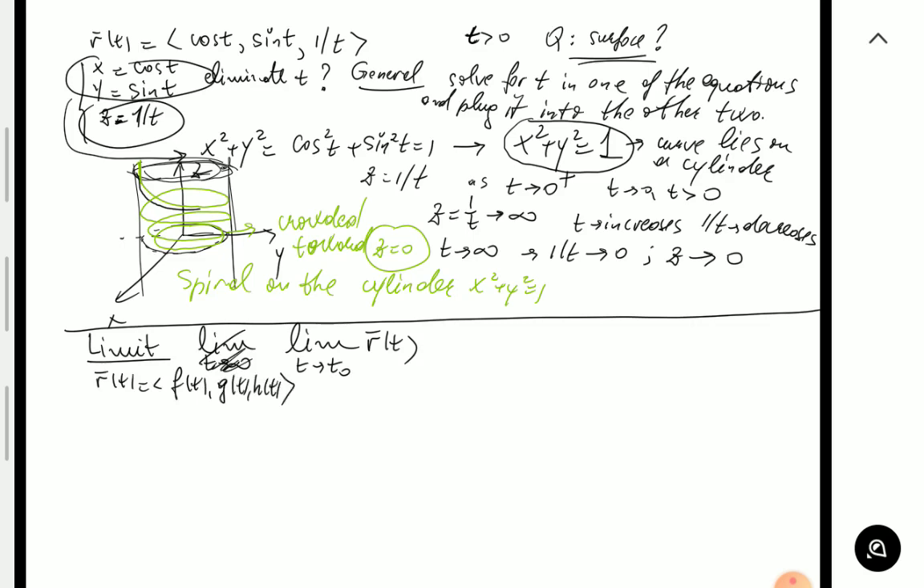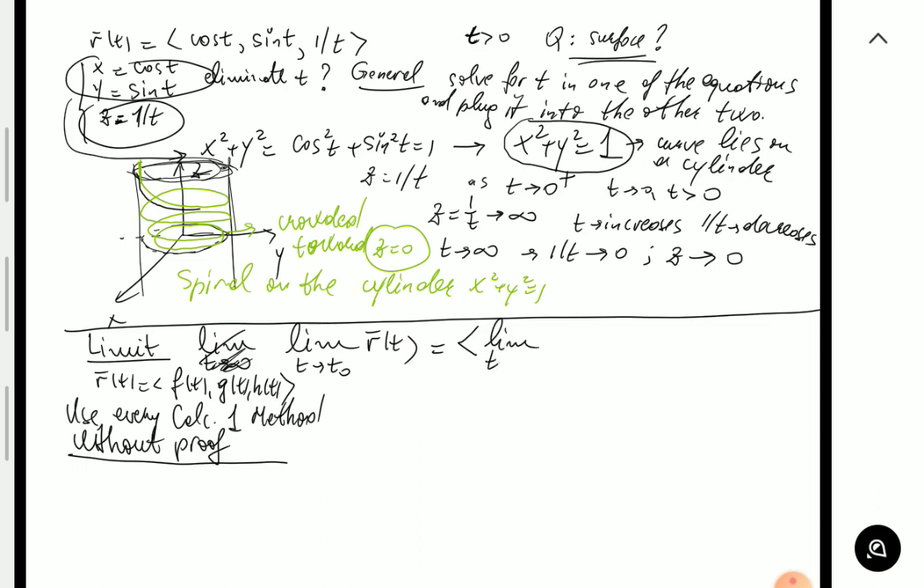As far as the limit is concerned, I don't go through too many details in terms of the general definition. I'm just going to say, as a remark, just use every calculus 1 method, without proof, to compute these limits. Because the limit of a vector function translates to the limit of each component function. So by definition, the limit of the vector function r of t is the vector given, if it exists, by the limits of f of t, of g of t, and finally of h of t.